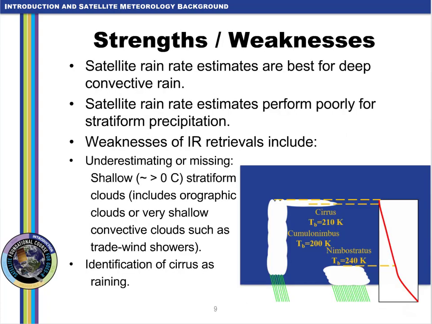Now we'll review strengths and weaknesses of the product. Satellite rain rate estimates are best for deep convective rain. Satellite rain rate estimates perform poorly for stratiform precipitation.